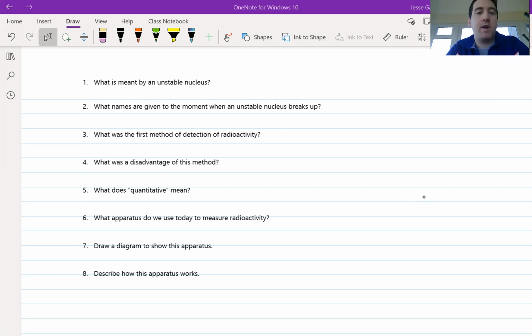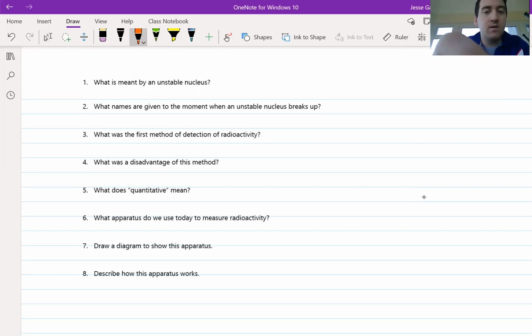What is meant by an unstable nucleus? Well, unstable means that there is an unbalanced number of protons and neutrons, and the nucleus has too much energy, and it's eventually going to break up. So you need to have that stuff in your answer.